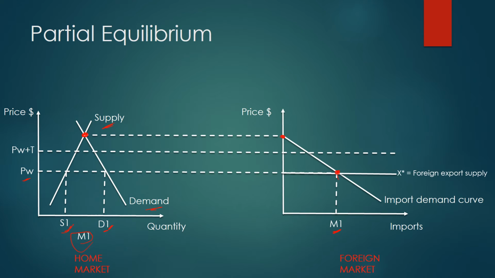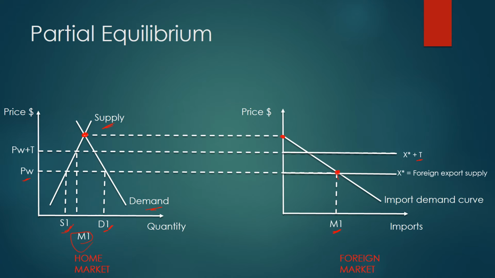So T units is the tariff. What happens? So the foreign export supply curve shifts up. Why does it shift up? Because essentially an export supply curve is a marginal cost curve, and the marginal costs have increased by plus T units for every unit. So that curve shifts up.